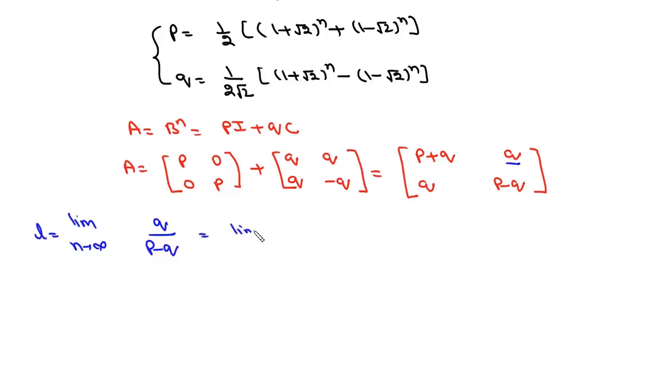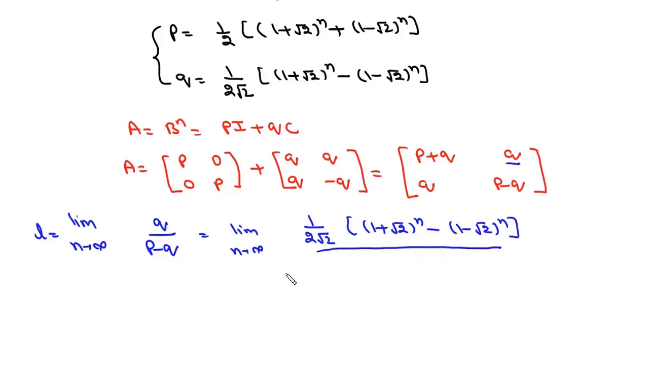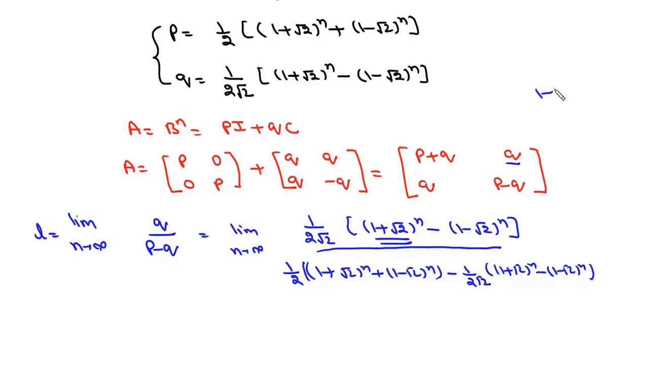Now this is limit n tends to infinity. Now Q is 1 upon 2 root 2, and this is 1 plus root 2 to the power n minus 1 minus root 2 to the power n, whole divided by P minus Q, and P minus Q will be 1 by 2, 1 plus root 2 to the power n plus 1 minus root 2 to the power n, and minus 1 upon 2 root 2, 1 plus root 2 to the power n minus 1 minus root 2 to the power n. Now we'll divide everything by 1 plus root 2 to the power n, and then we'll write 1 minus root 2 upon 1 plus root 2 as some lambda.